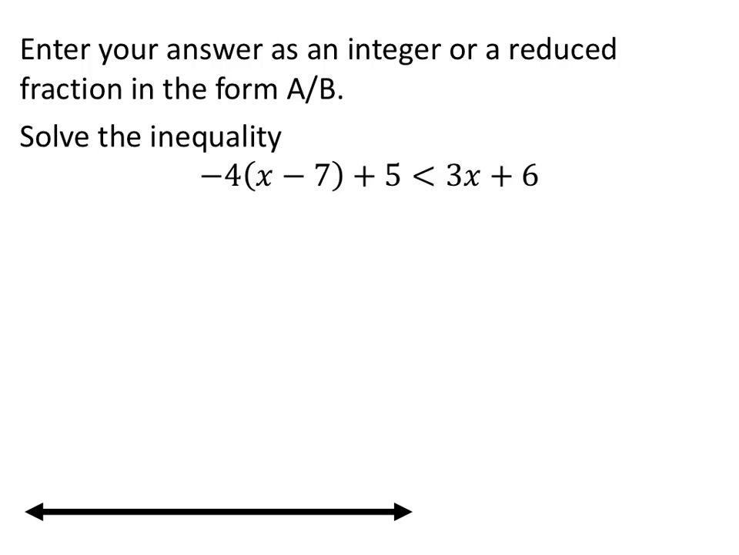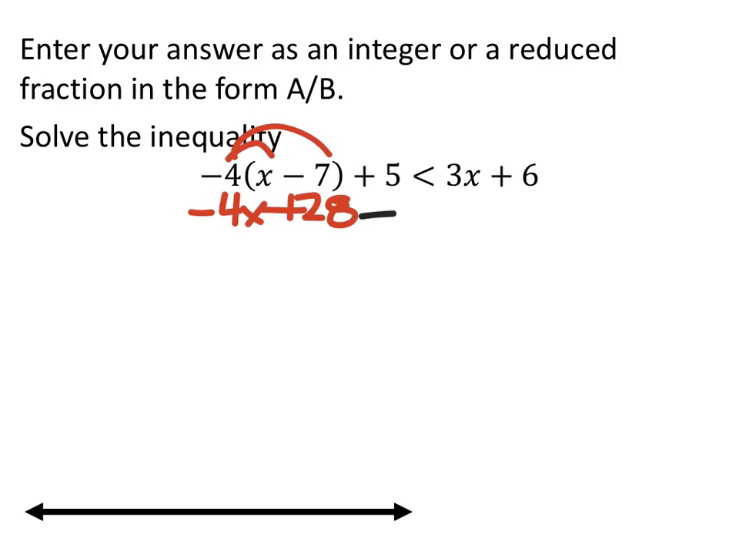So this one's going to have some distribution and combining like terms, which is good. It's good for us to have that type of practice. So let's get it done. Let's distribute the negative 4 into the parentheses. Negative 4 times x would be negative 4x's. And then it's negative 4 times negative 7, which is positive 28.